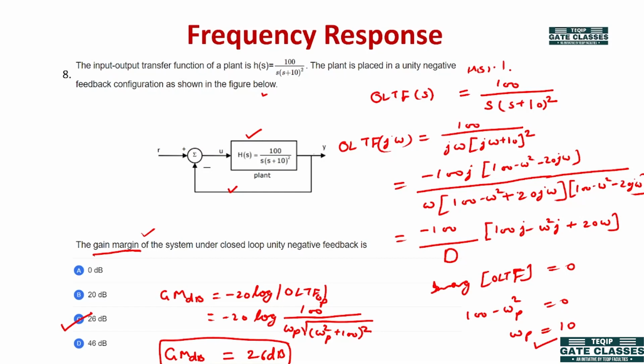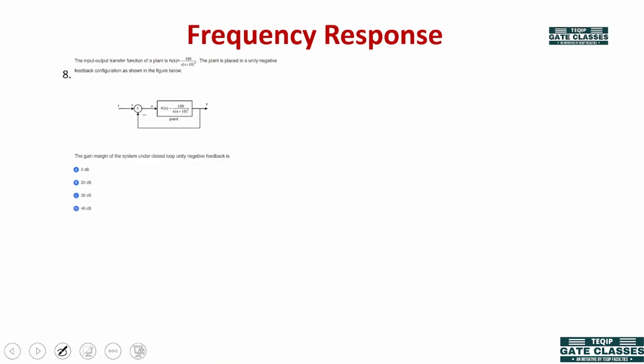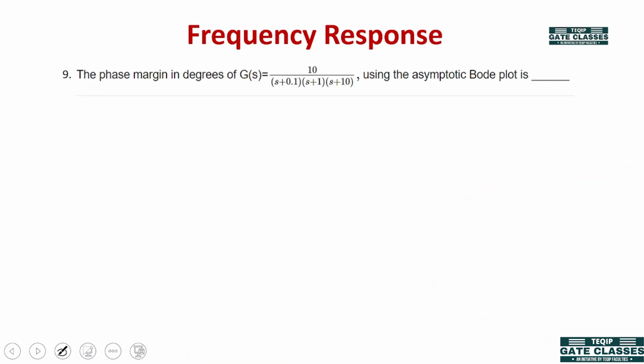Okay, so let's move on to the next question. In this question we have to calculate the phase margin in degrees for the open loop transfer function 10 upon s plus 0.1, s plus 1, s plus 10 using the asymptotic Bode plot. So first we have to draw the Bode plot for this particular question.